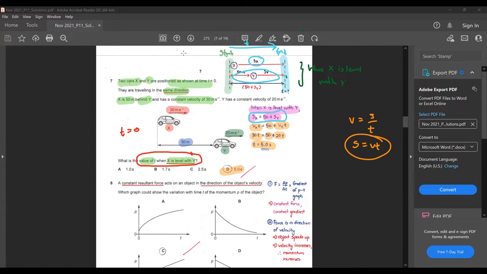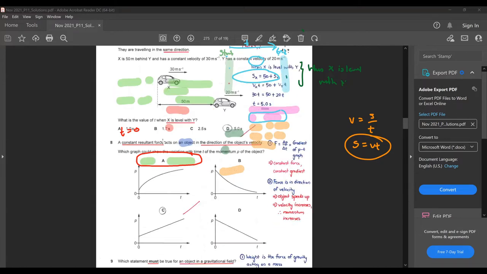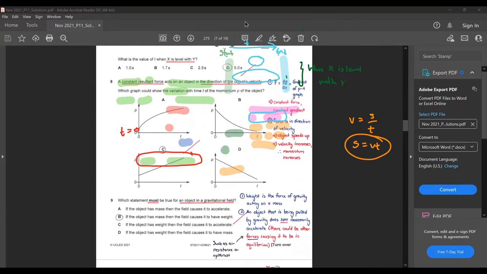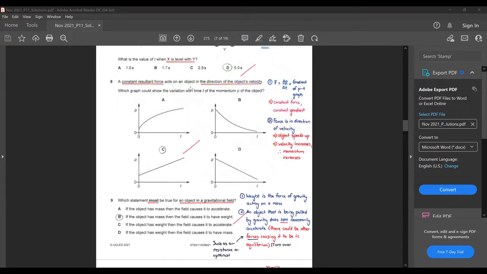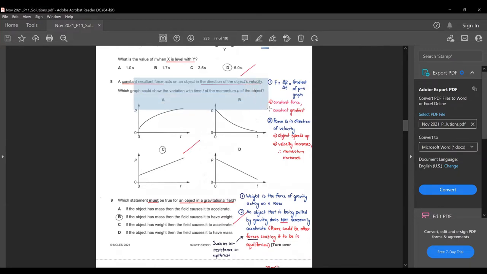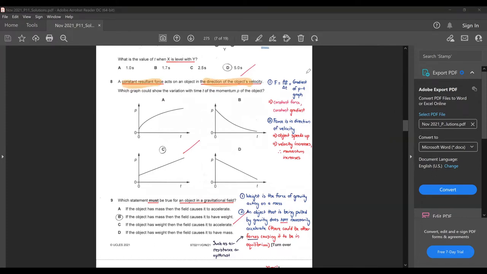Now for question 8, you have a constant resultant force that acts on an object in the direction of the object's velocity. Which graph could show the variation with time t of the momentum p of the object? So one way to look at this is to look at some keywords. They mentioned that you have a constant resultant force in the direction of the object's velocity. Let's look at the constant force part first.